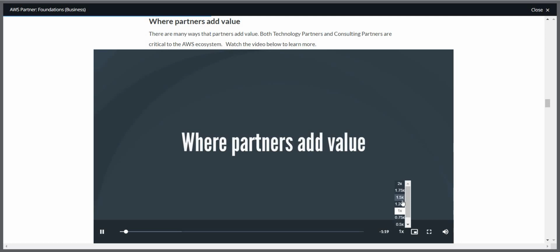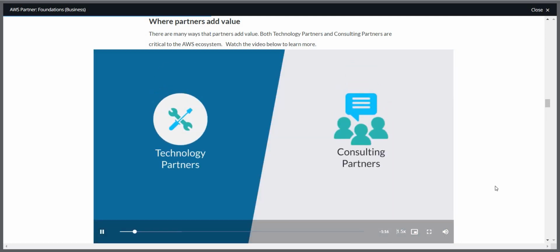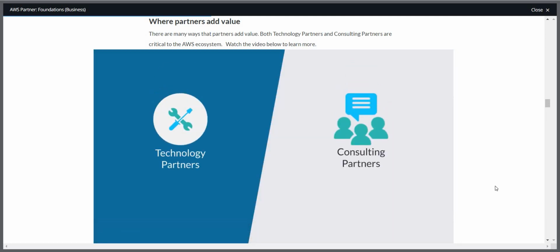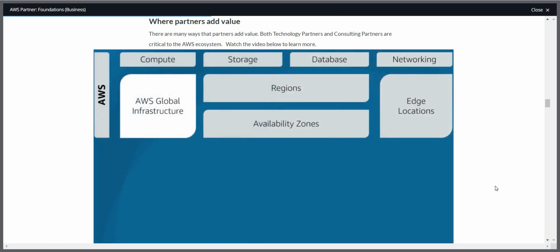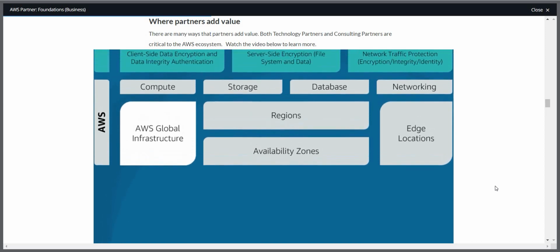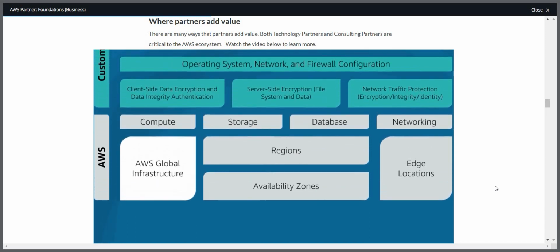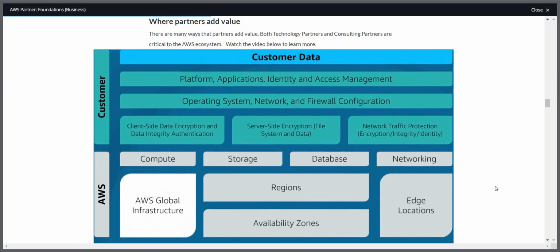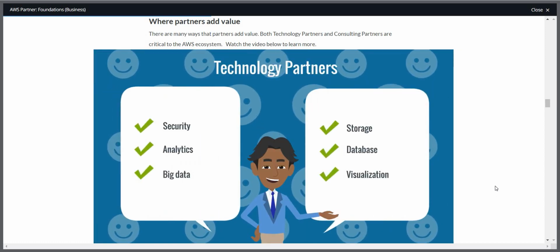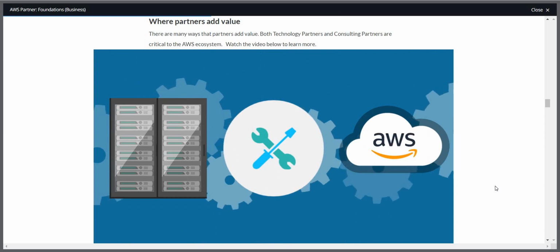There are many ways that partners add value. Both technology partners and consulting partners are critical to the AWS ecosystem. In the AWS ecosystem, AWS provides the global infrastructure services such as compute, storage, database, and networking. On top of this infrastructure, customers choose their platform, OS, virtual infrastructure, applications, and application services. Customers rely on technology partners to deliver applications in security, analytics, big data, storage, database, and visualization that are tested to run on AWS and that provide a common set of tools across on-premise and cloud environments.